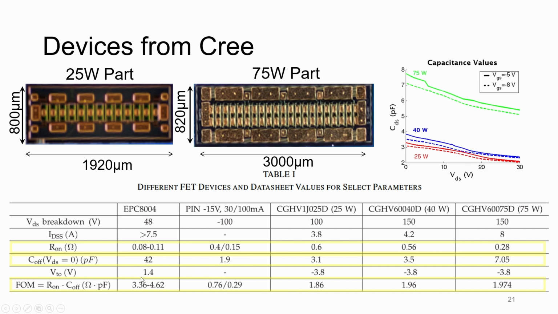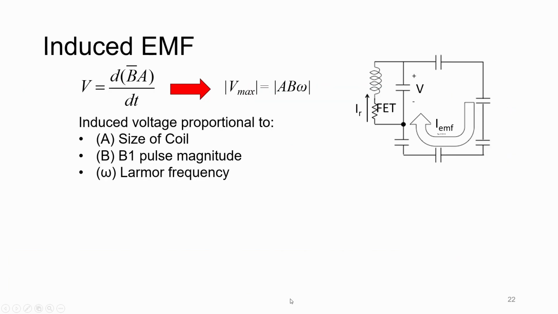However, we want to see if these Cree devices are good enough for our purposes, because they do save 100 milliamps of power compared to the pin diode. Okay, so let's do a quick calculation here, because we need to figure out whether the FET devices in our Q-spoil circuit can even handle the amount of current running through it. To do that, we can calculate the induced EMF in our coil.